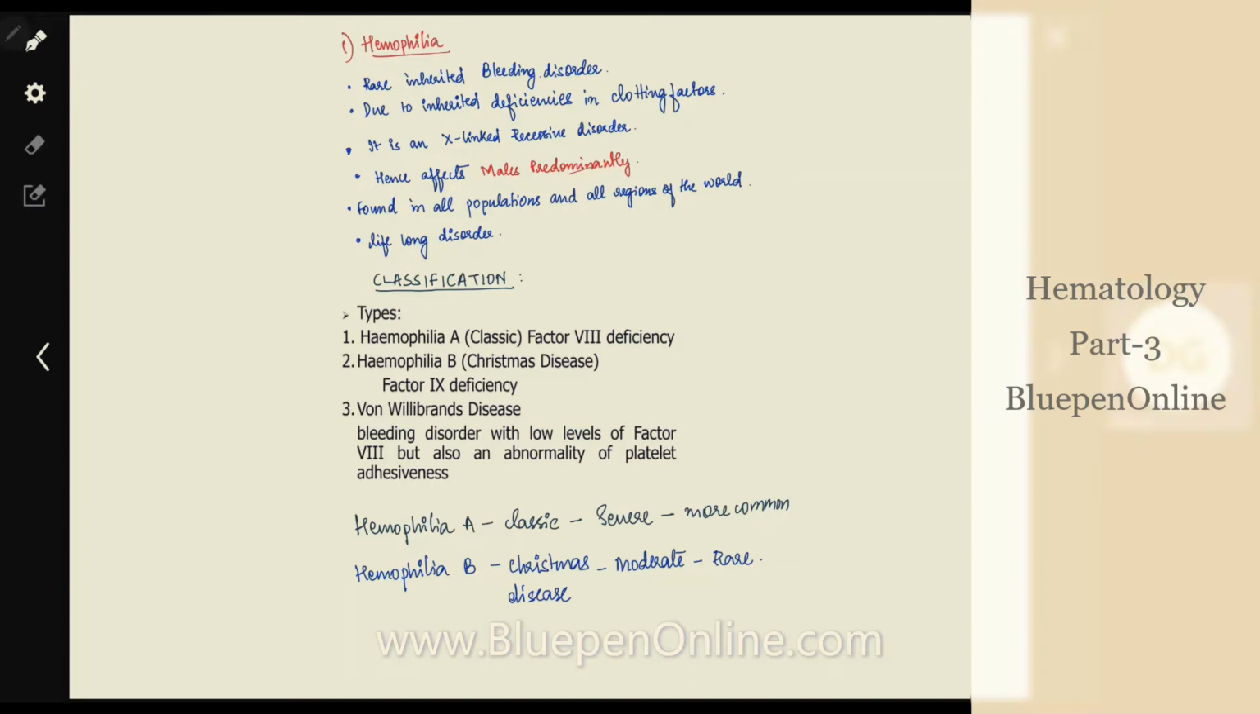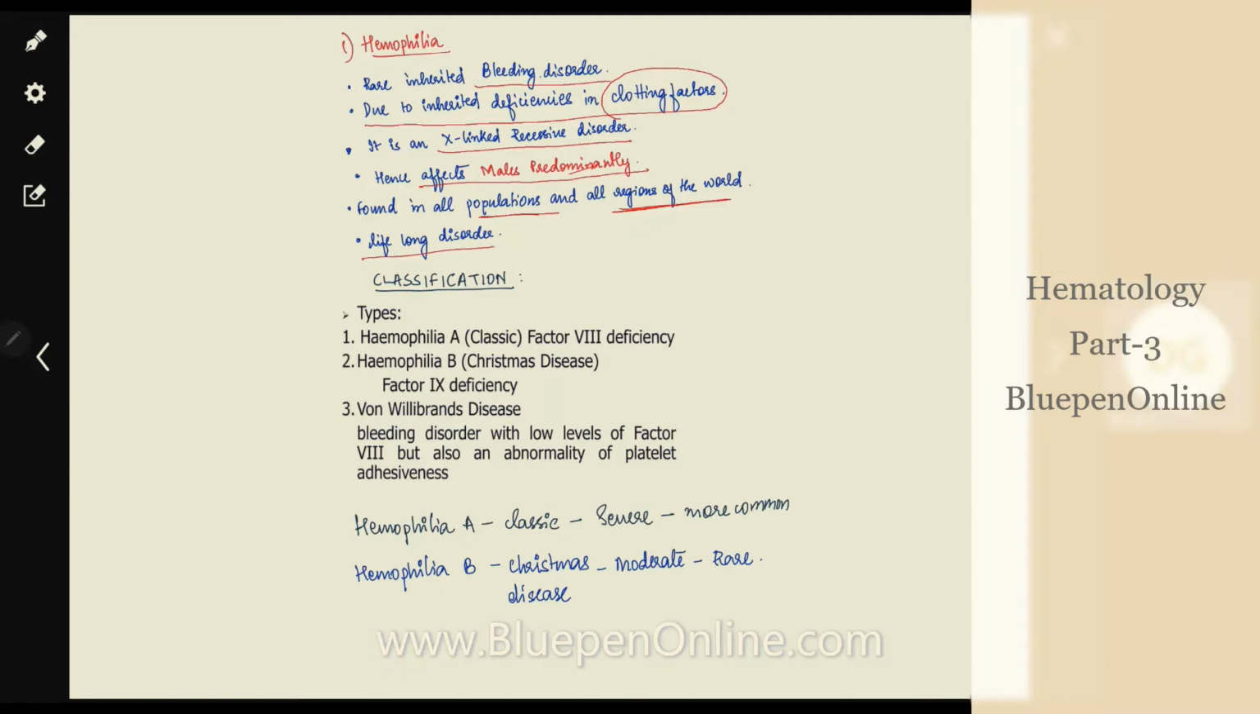Now, what is hemophilia? Hemophilia is a rare inherited bleeding disorder due to inherited deficiencies in clotting factors. It is an X-linked recessive disorder, hence predominantly affects males. It is found in all populations and all regions of the world. It is a lifelong disorder.